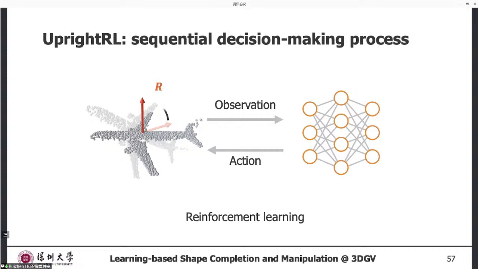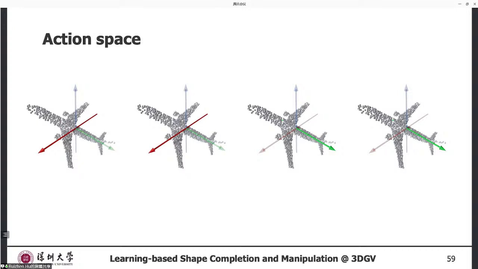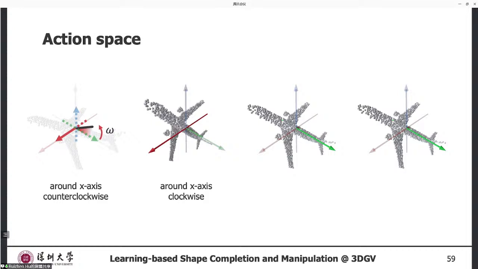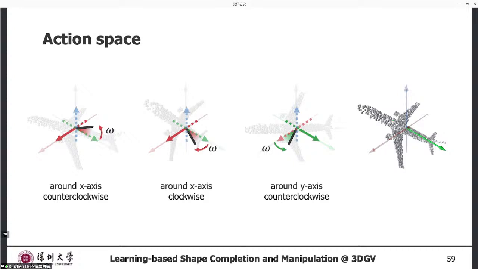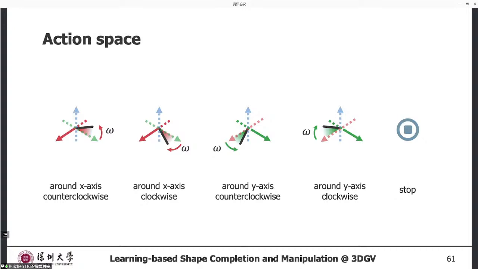So in this way, the initial and updated state of the input object can be considered as the observation, and the action is sampled from a set of predefined rotations. In more detail, if we assume that the positive direction of the z-axis, shown in blue here, is the desired upright direction, then we can add four rotations into the action space, including rotation around the x-axis counterclockwise or clockwise, and rotation around the y-axis counterclockwise and clockwise. Then we also define an extra stop action that allows the agent to terminate the iteration by itself.